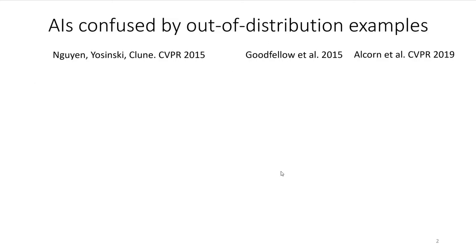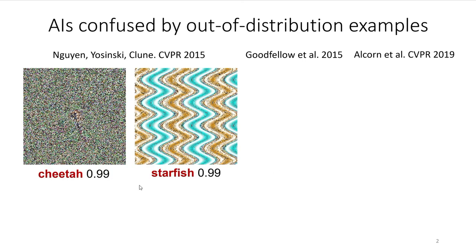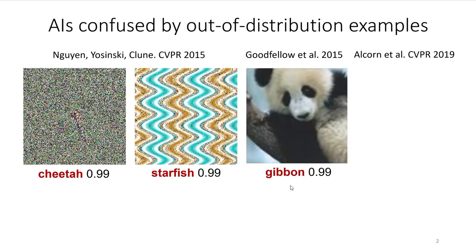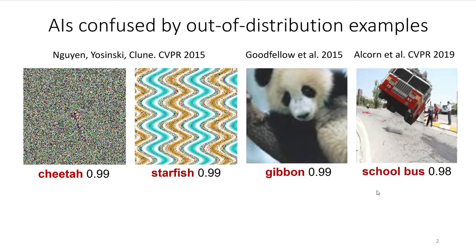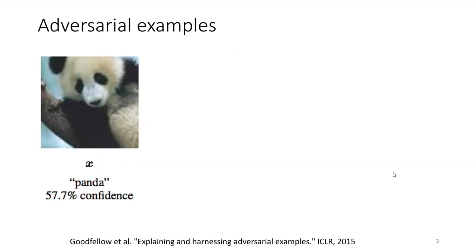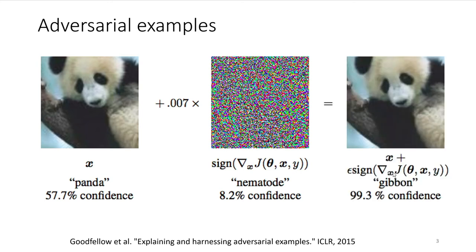Current neural nets can be easily fooled by out-of-distribution examples. The state-of-the-art network may consider these as cheetah, starfish, gibbon, and school bus. The gibbon example was created by adding a little adversarial noise to the panda image. We call these adversarial examples, which standard networks usually fail on.